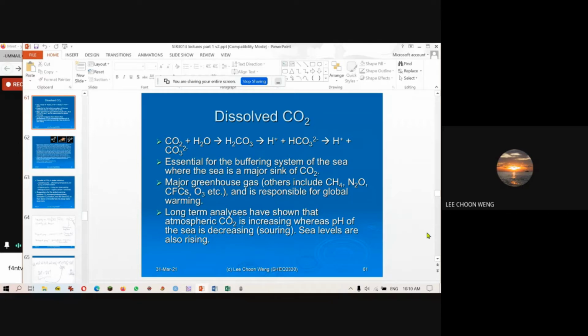So if you look at the equations for respiration and photosynthesis, the production or consumption of oxygen is connected to the consumption and production of CO2, carbon dioxide. Therefore, CO2 and oxygen are intricately linked in the seas. Okay.